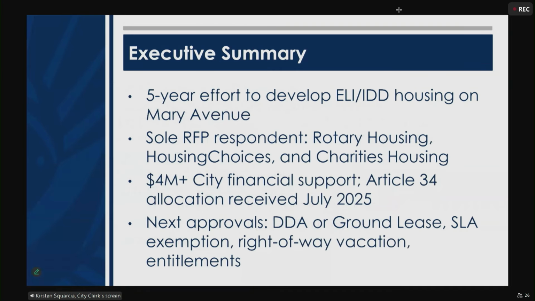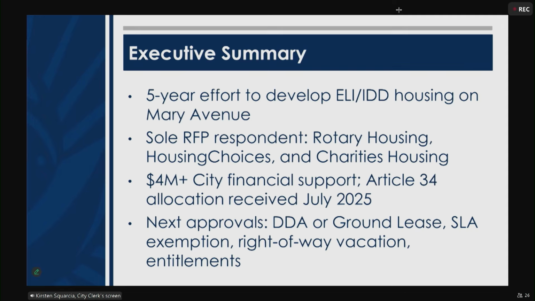So a quick summary. The next few slides will talk about the summary of the project as well as the project history. This has been a project in development as well as a council direction for at least 5 years. Part of this 5-year process included an RFP to agencies that are all listed with the state of California, with the sole respondent being the Rotary Housing Choice and Shared Housing Collaboration.